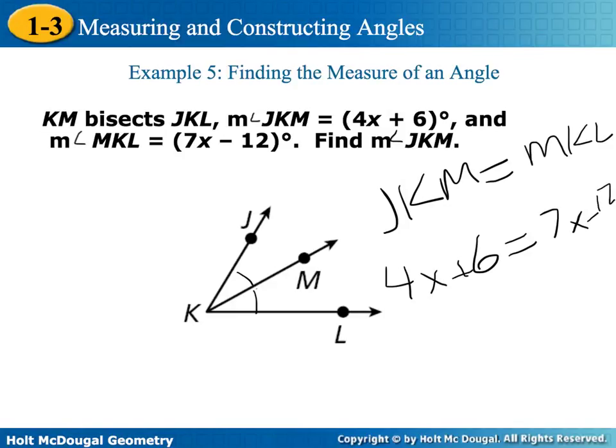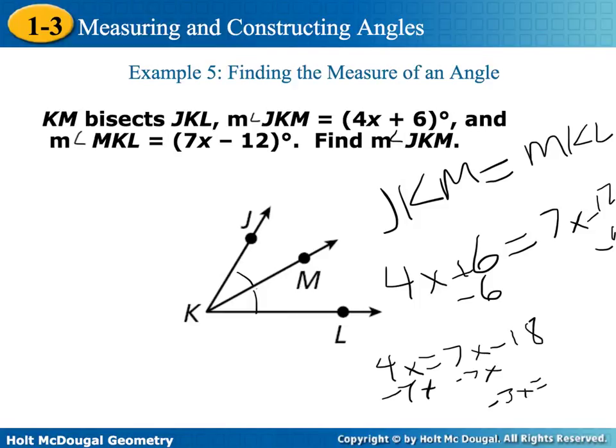Okay, I'm going to go ahead and solve for my x variable. I'm going to go ahead and subtract 6 from both sides. I get 4x equals 7x minus 18. Subtract 7x from both sides. I get negative 3x equals negative 18. Divide both sides by negative 3. I get x equals 6.